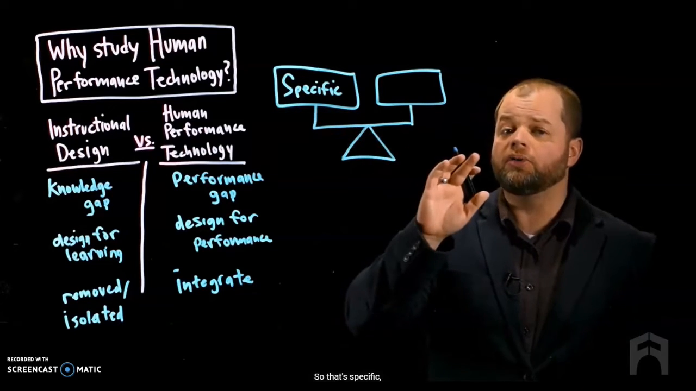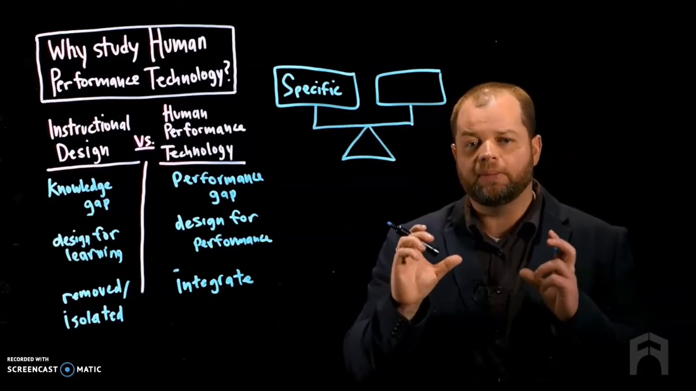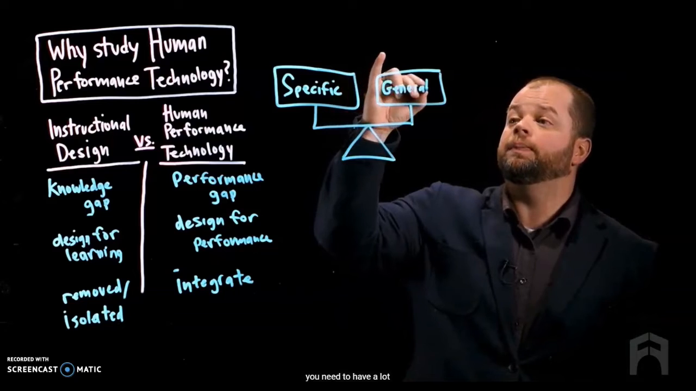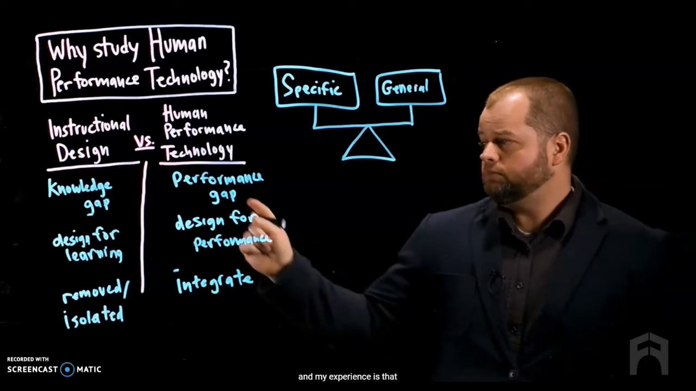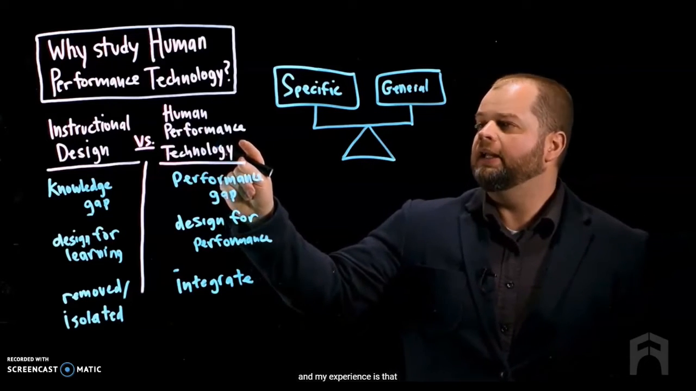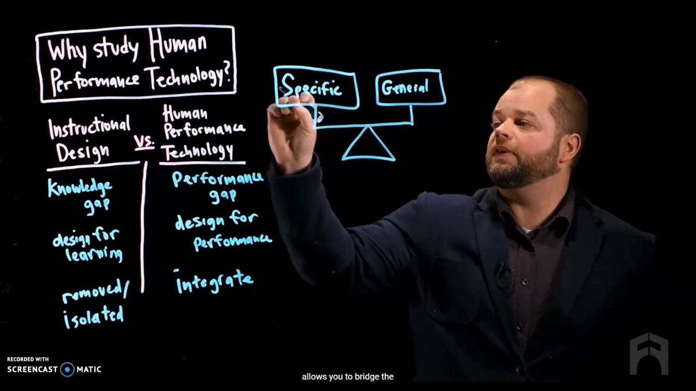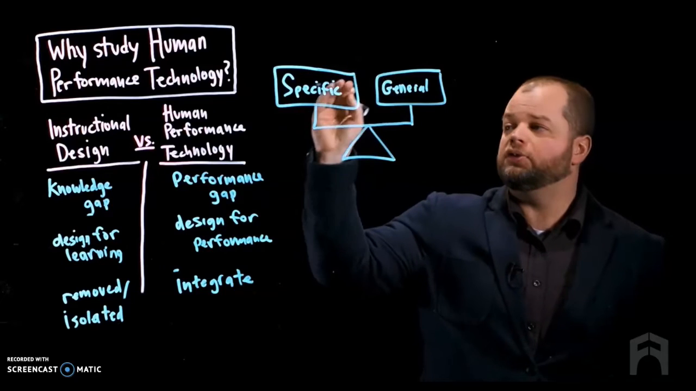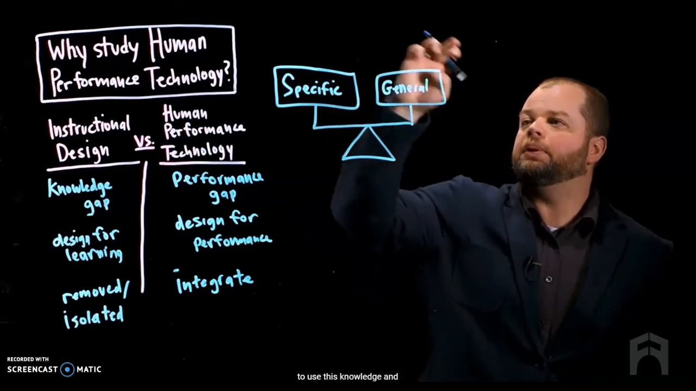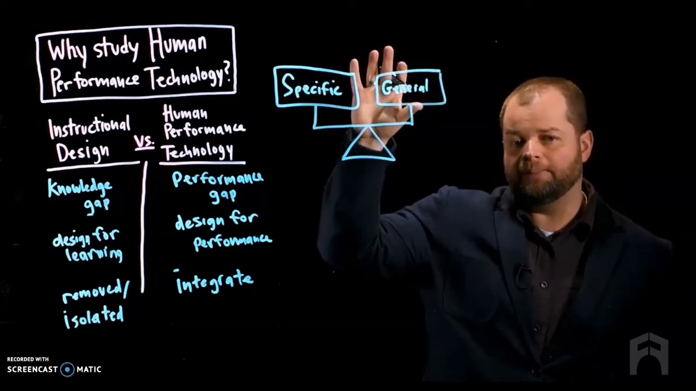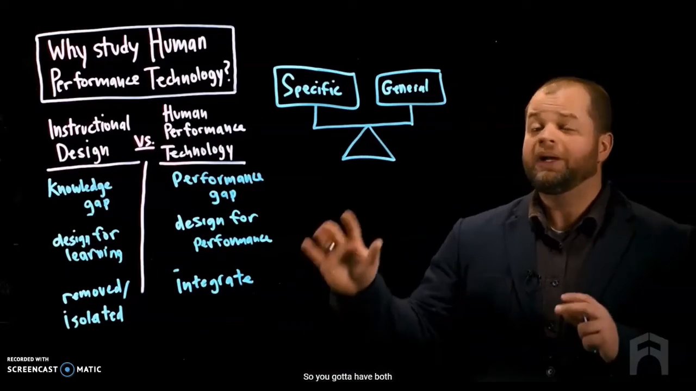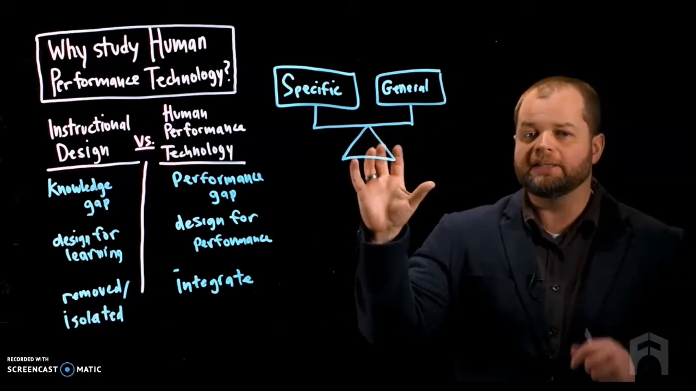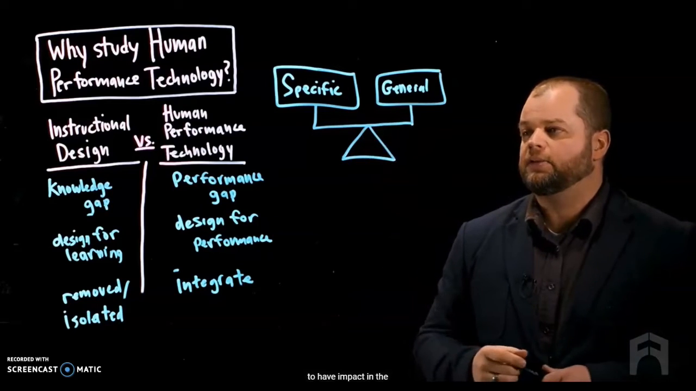So that's specific, but you also need to be an excellent, impactful employee. You need to have a lot of general skills too. And my experience is that human performance technology allows you to bridge the specific skills you have into general applications. It allows you to use this knowledge and skills and apply more of that in a general way within an organization. So you've got to have both, guys. You have to have both that specific and that general expertise to have impact in the organizations that you serve.